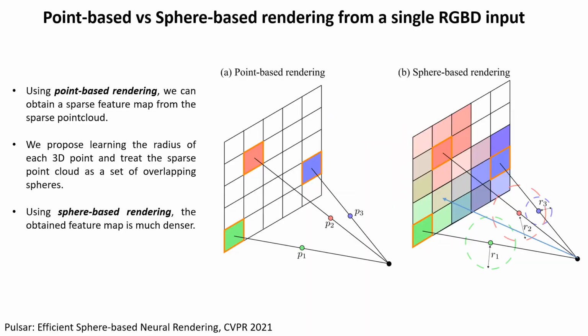In this work, we propose using sphere-based rendering instead of using point-based rendering. When we render the sparse point cloud to the image plane, we often obtain a sparse image. Here, we treat each 3D point as a sphere with a learnable radius. Using the efficient sphere-based rendering and Pulsar method, we obtain a much denser image, as you can see in the figure.